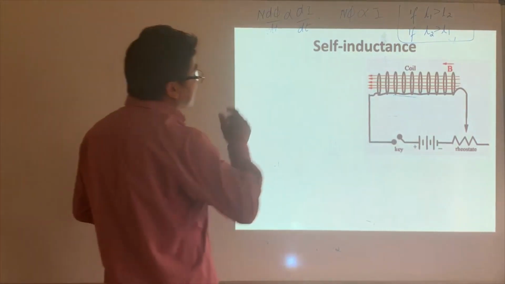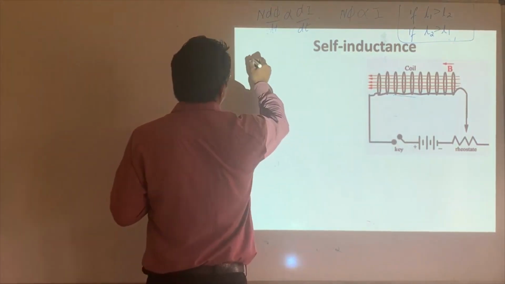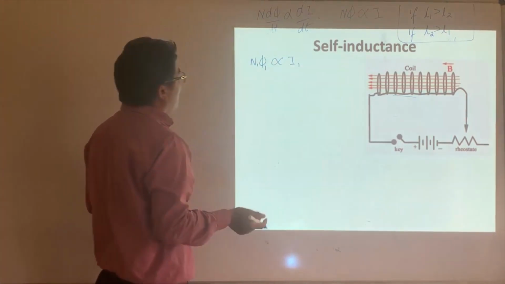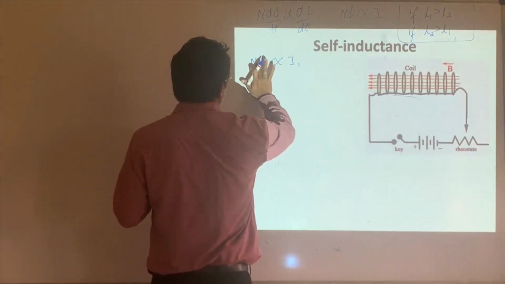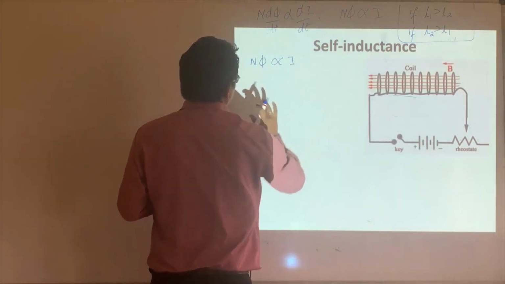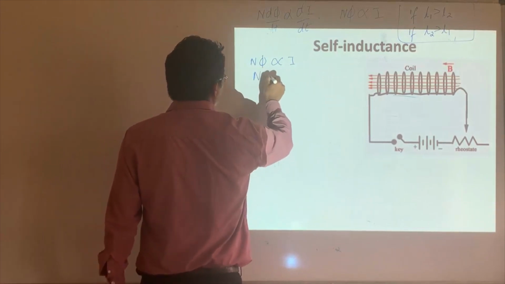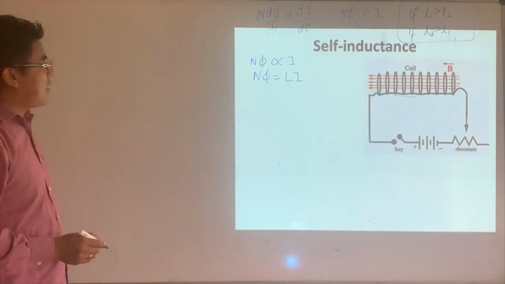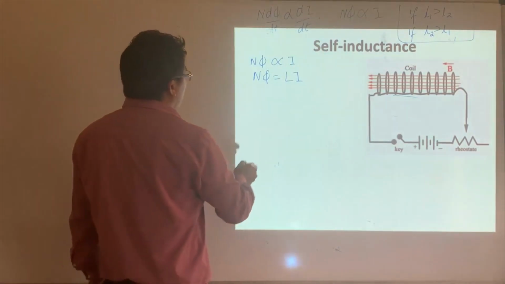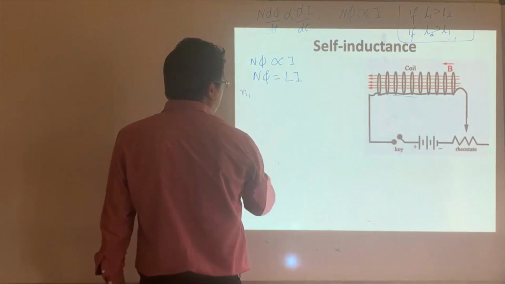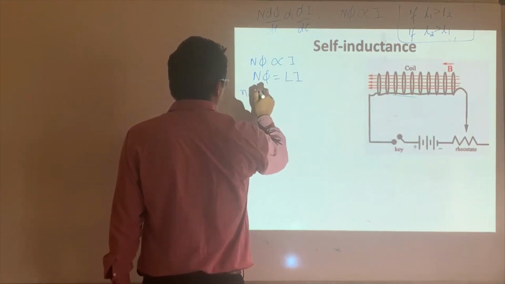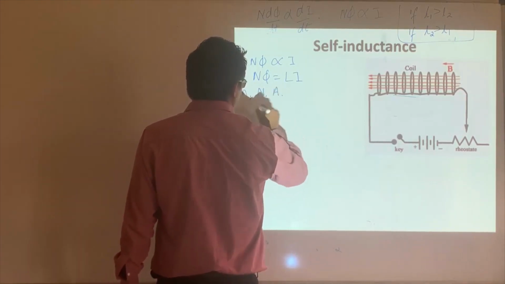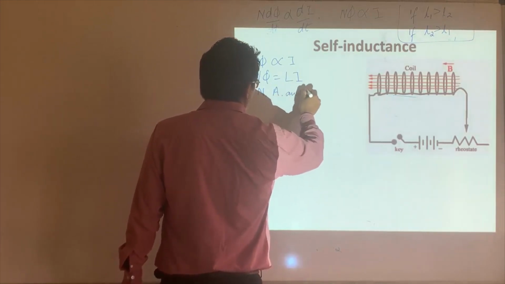Now for self-inductance, I will say flux linked to coil 1 itself. So I won't be writing 1 and 2, because it is already 1. So this is what I have, and I would like to write L. This is for self-inductance. Then little n is the number of turns per unit length, and capital N is the total number of turns. A is the area of the coil, and I is the current.